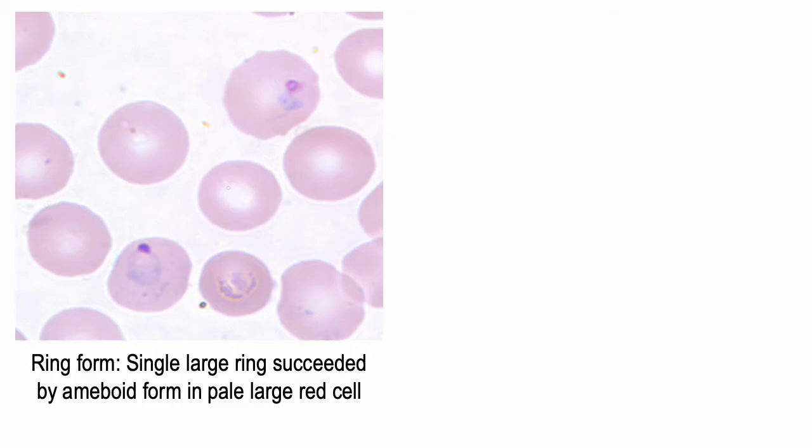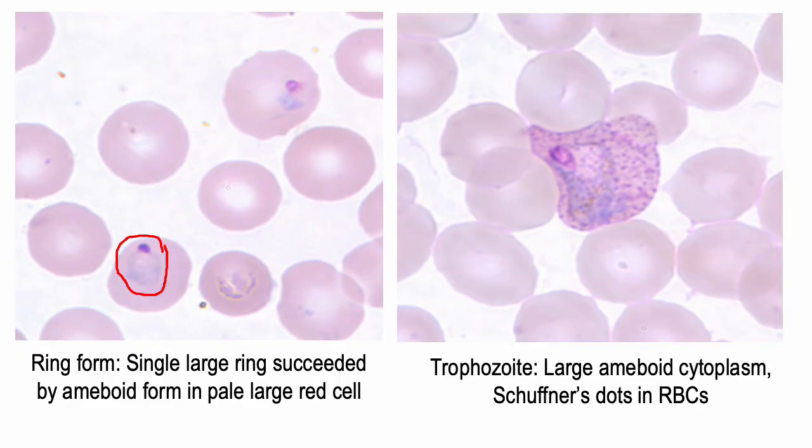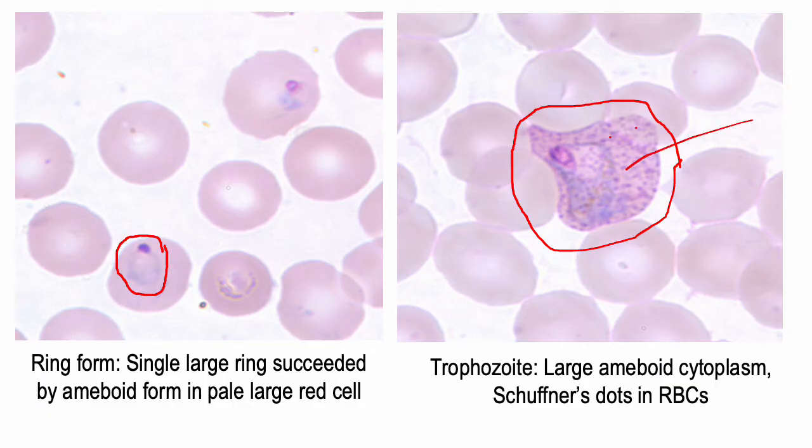For the first picture, this is what we call the ring form for Plasmodium vivax. Take note of a single large ring, just like here in this picture, succeeded by an amoeboid form in the pale large red cell. While in this picture, this is what we call the trophozoite form. As you can see, the large amoeboid cytoplasm. The shape of the RBC is already disintegrated, or this is already the deformed form of our RBC, so it becomes amoeboid-like. Also note the presence of Schüffner's dots, represented by the small dots all over the cytoplasm.